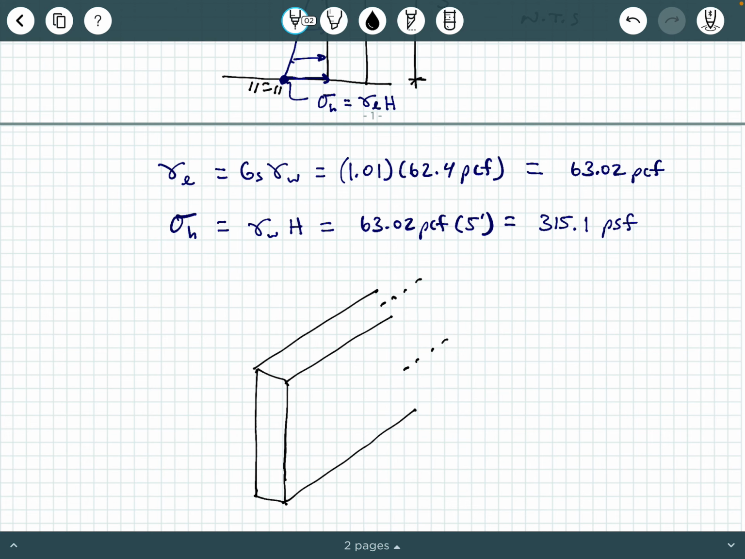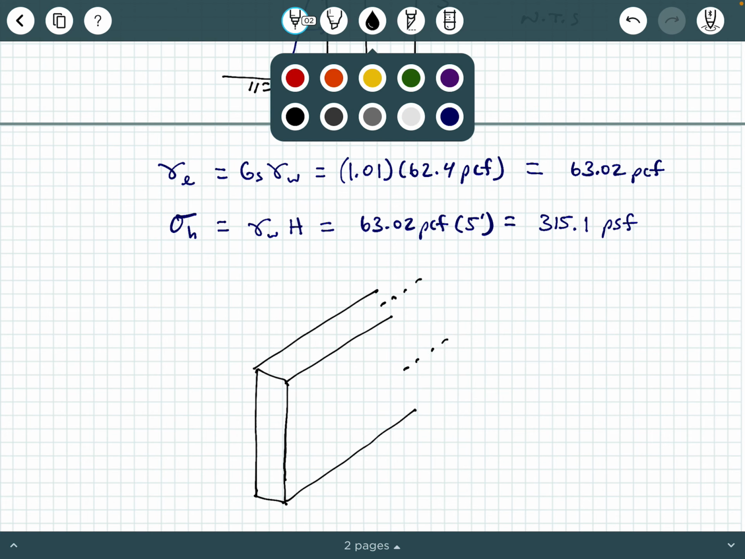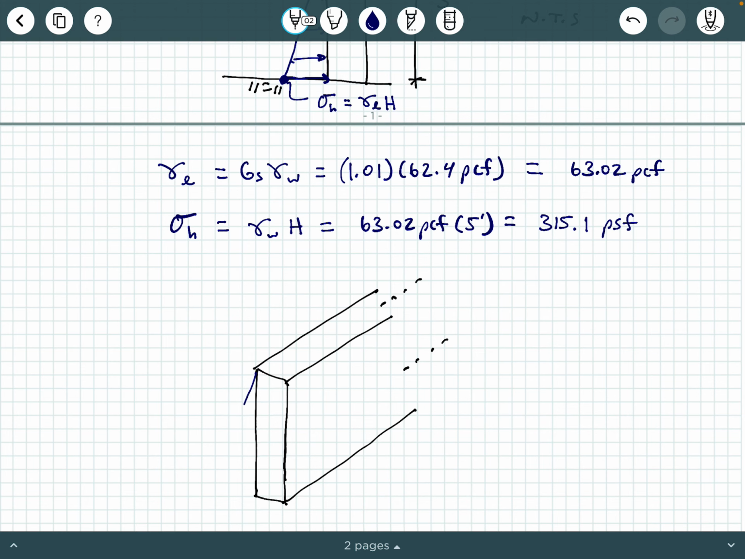And we say dot, dot, dot because it's going on and on and on. And then behind the wall, we, of course, can show our hydrostatic pressure distribution on the back side of the wall. And again, this hydrostatic pressure distribution is acting all along the back side of this wall.